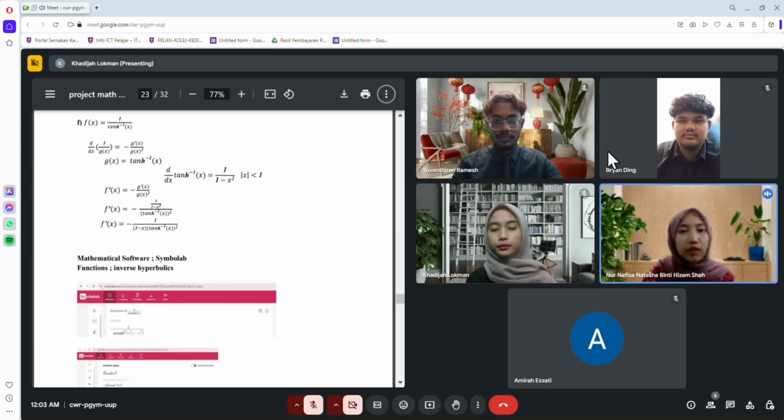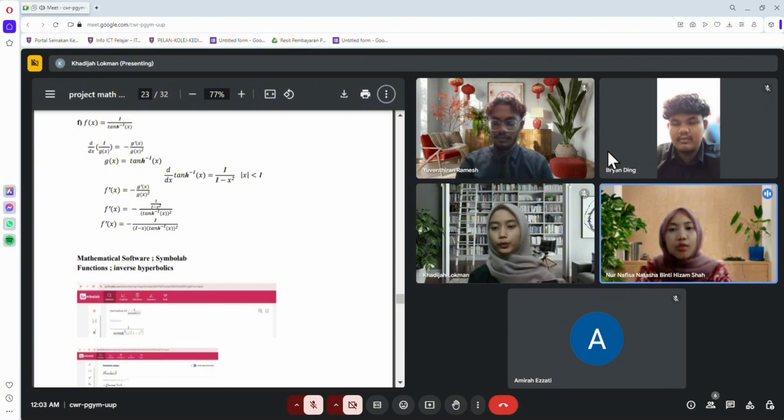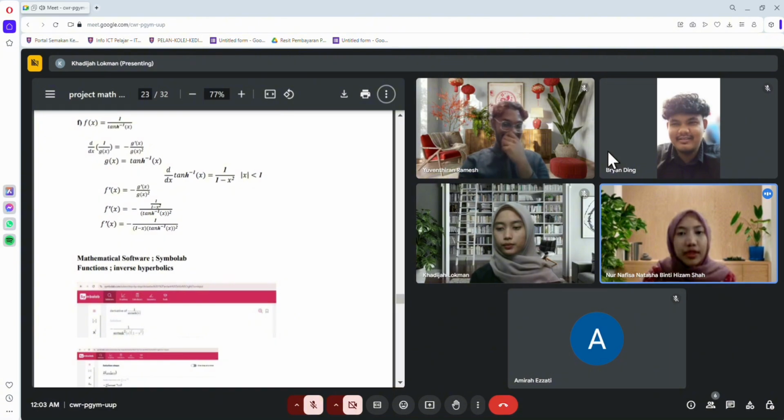Okay, so part F here we're going to differentiate the function f(x) equal to tanh inverse. Using the chain rule and differentiation formula, we will get the result. Here we use the function of inverse hyperbolic using the same software, which is Symbolab. So we get the final answer, which is f'(x) equal to minus 1 over 1 minus x squared. Okay, so this is the final answer.